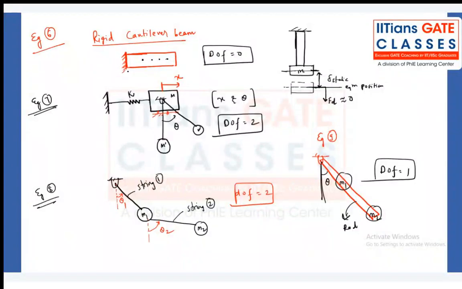Example number 7. There is a spring and there is a pendulum which is being attached to the mass. Now let us define how many displacement variables are required. First, for the pendulum bob, we require theta, and for the mass we require x. So how many variables? X and theta.